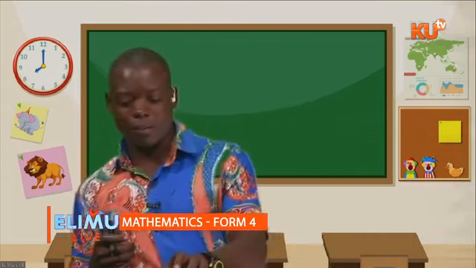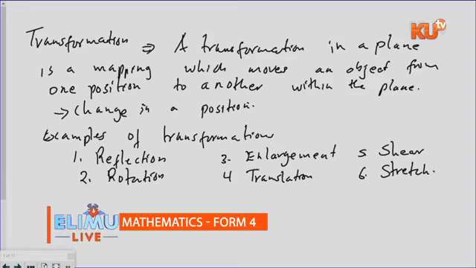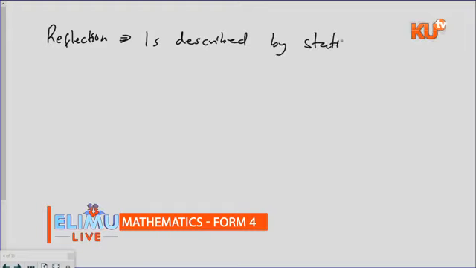So let's first look at what this entails. In a reflection, I've mentioned that the image and the object size are the same, and the distance is also the same. But how do you describe a reflection in mathematics? A reflection is described by simply stating the equation of the mirror line.